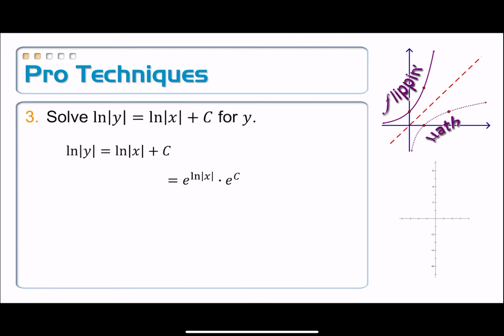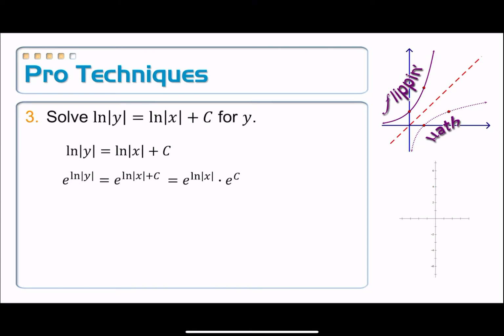Okay, so rewriting the equation. And then what I want to do is exponentiate both sides so I can get rid of that natural log. So whenever I exponentiate the left-hand side, e to the natural log of absolute value y is equal to e to the natural log of x plus c. And then here's the part that didn't get animated.